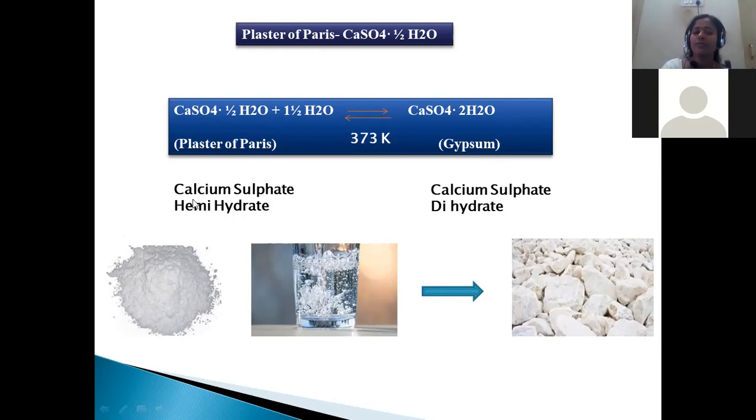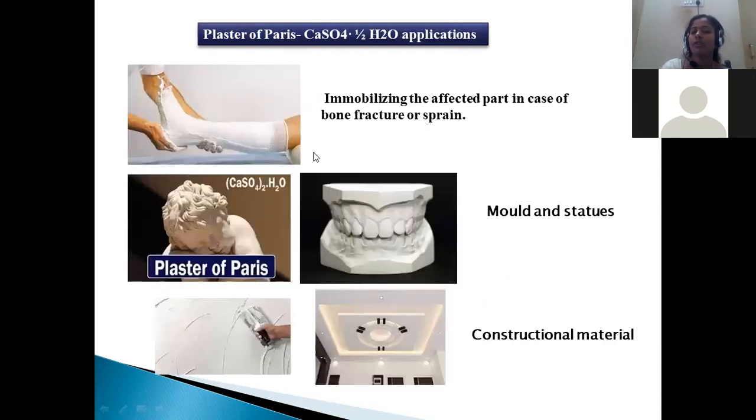The chemical name of plaster of Paris is calcium sulfate hemihydrate, denoted as CaSO4 half H2O, right? When this plaster of Paris is mixed with water, what happens? It gets converted into calcium sulfate dihydrate, which is known as gypsum, right? So in this way, plaster of Paris can be synthesized and converted back into gypsum. Now let us see the important applications of plaster of Paris.